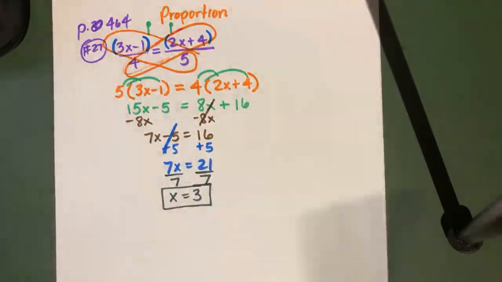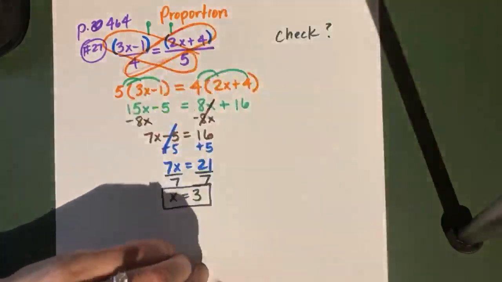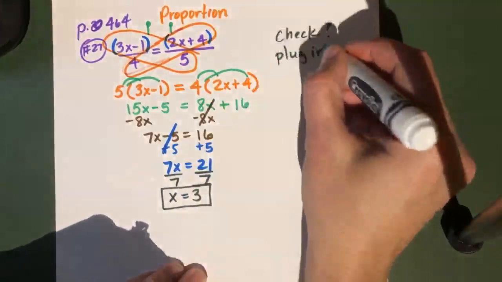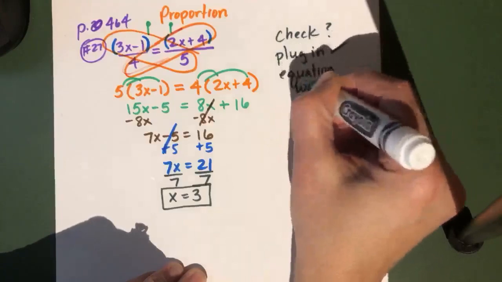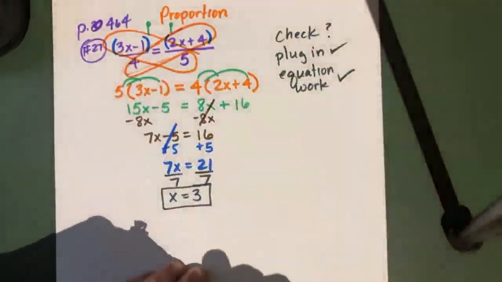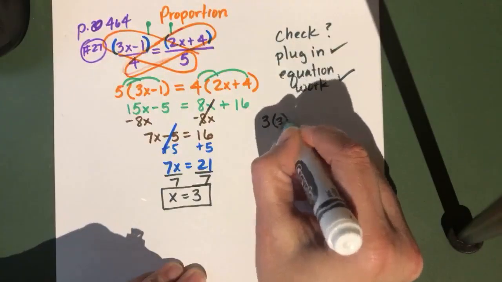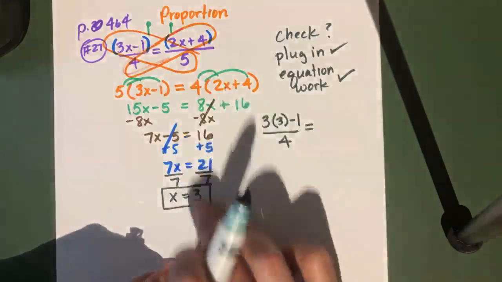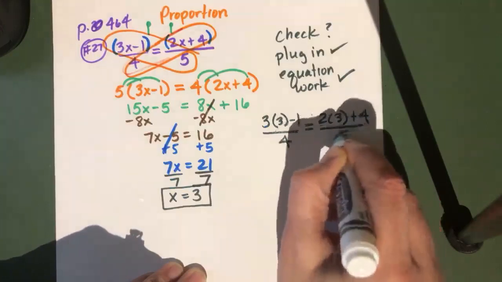Now, you can always go back and check your answer. If you want to check it, take the 3, plug it in, okay, and then see, does the equation work? Or meaning, does the equation balance? So let's plug the 3 in. So if x is 3, that means on top I have 3 times, what's x? 3 minus 1 over 4. You don't have to do this step. It's just if you want to check your answer. And then I can plug it in up here. 2 times 3 plus 4 over 5.